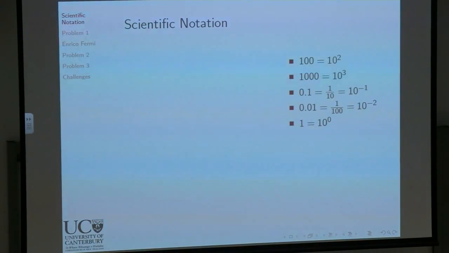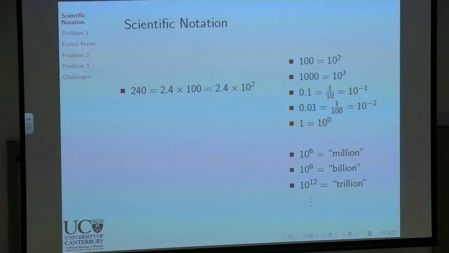Okay, and some of these numbers we give special names to. So 10 to the 6 we call a million, 10 to the 9 we call a billion, and 10 to the 12 we call a trillion, and so on. You can carry on naming these. Okay, that's it for boring numbers like powers of 10, but now we're going to look at more interesting numbers.